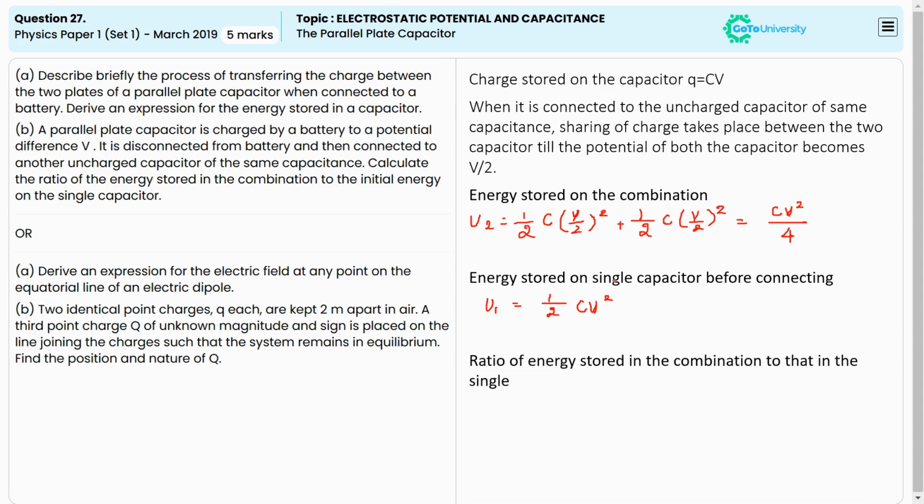Then the ratio of energy stored in the combination to that in the single capacitor is given by U2 by U1, which is equal to CV square by 4 divided by CV square by 2. The ratio is equal to 1:2.